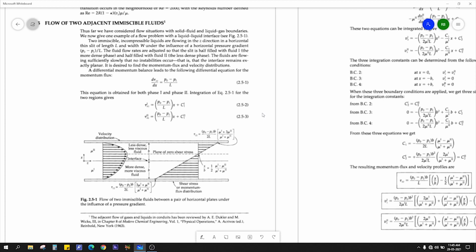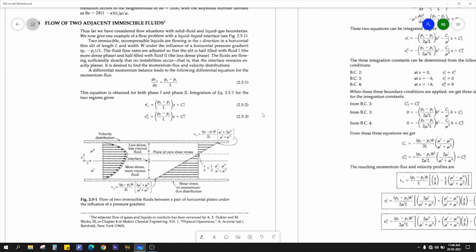Then secondly, the liquid and air interface. As we discussed earlier in the falling film problem, the above surface was nothing but a liquid-gas interface, so the shear stress was taken as zero. In this case we have a liquid-liquid interface. So what was the boundary condition? Where liquids are involved, the velocities will be continuous and the shear stress will be continuous.